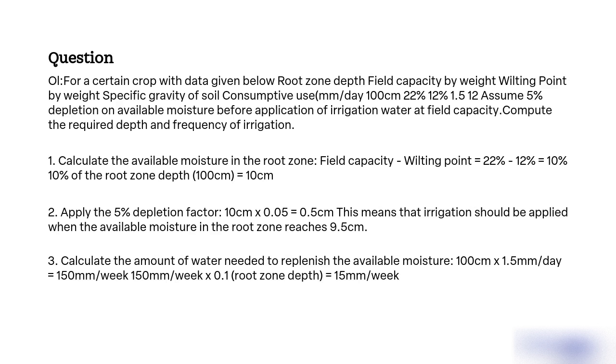3. Calculate the amount of water needed to replenish the available moisture: 100 km x 1.5 m/day equals 150 m/week, and 150 m/week x 0.1 root zone depth equals 15 m/week.